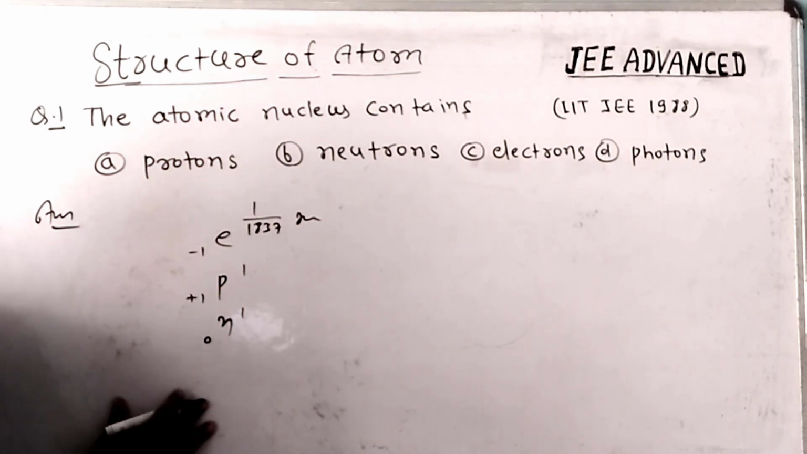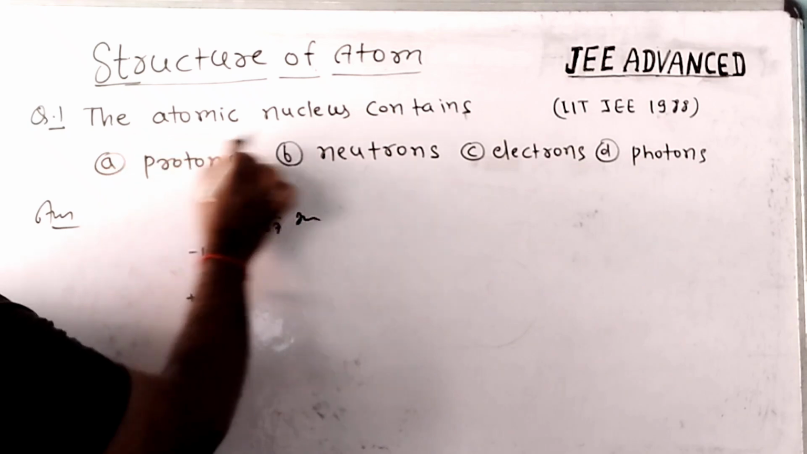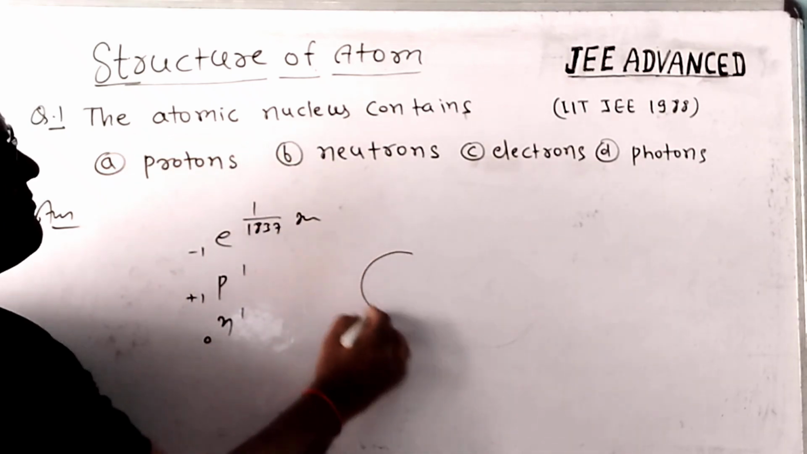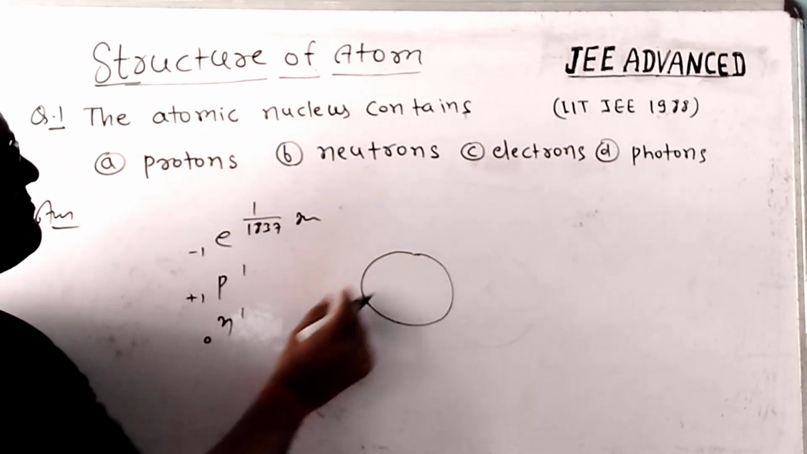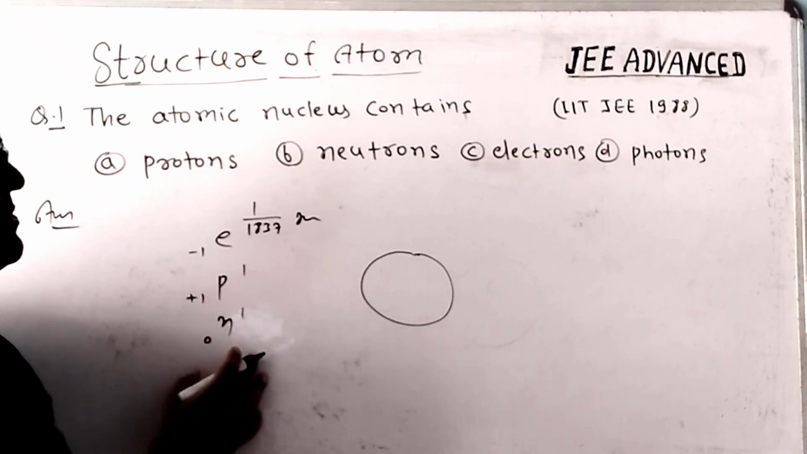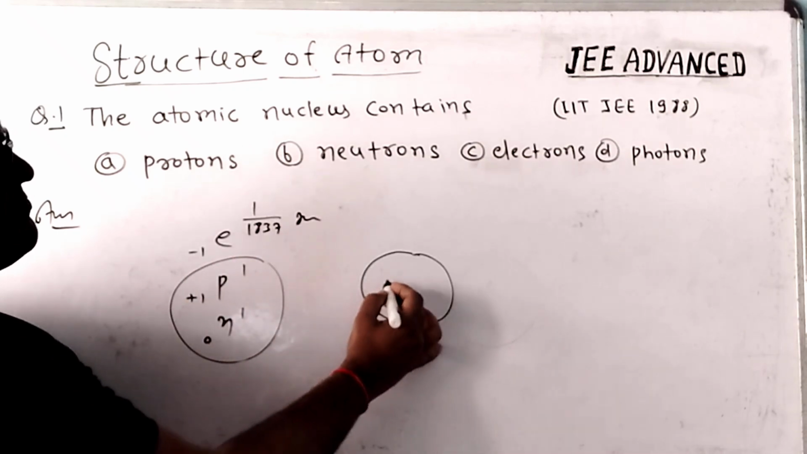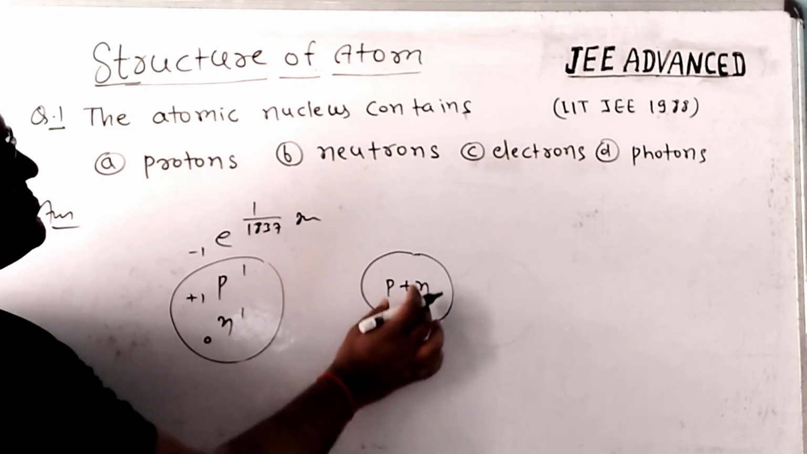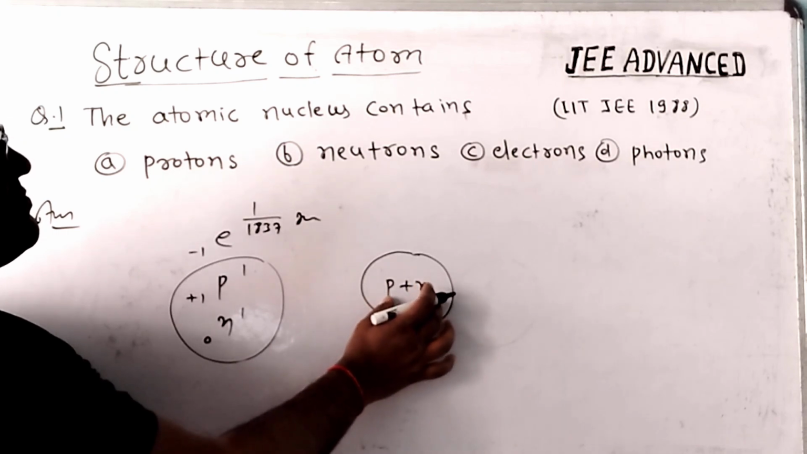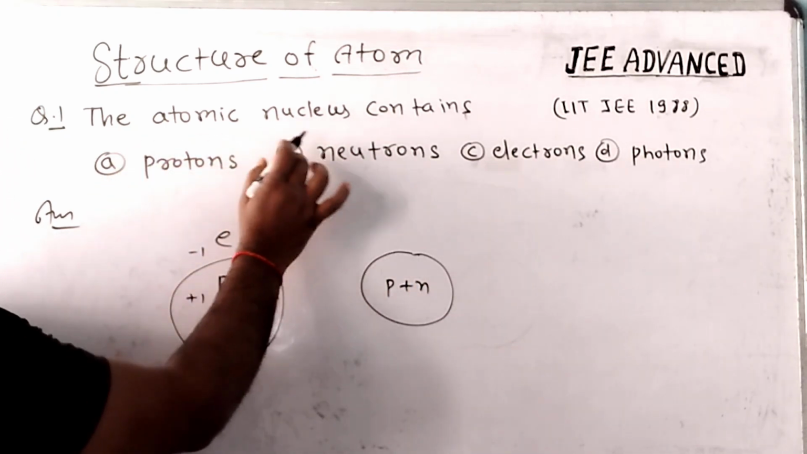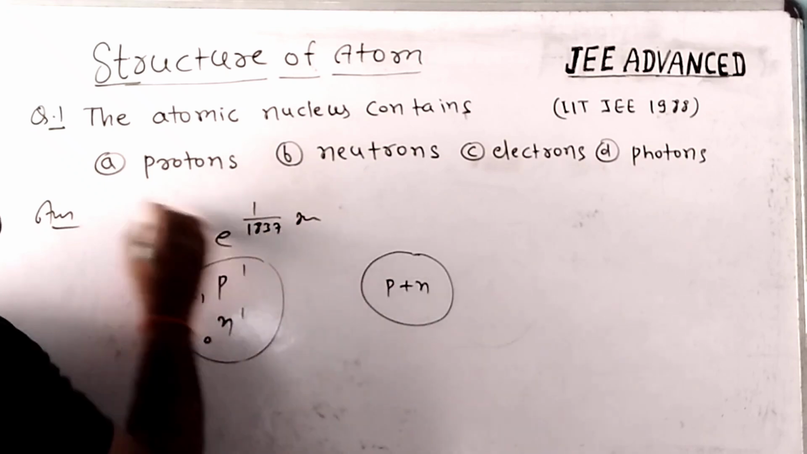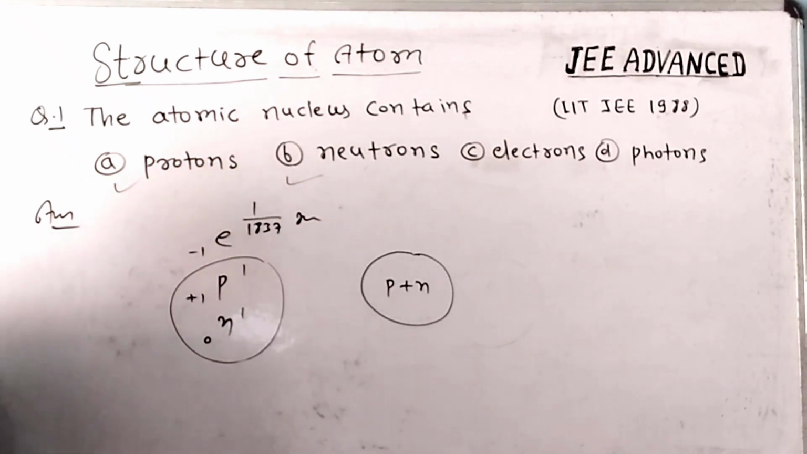So here in the nucleus, inside the nucleus of an atom, the mass particles are present. So the mass particles are only proton and neutron. So all protons and neutrons are situated inside the center of the atom, or nucleus of the atom. So the atomic nucleus contains proton and neutron. So option A and B is correct. You can take a screenshot.